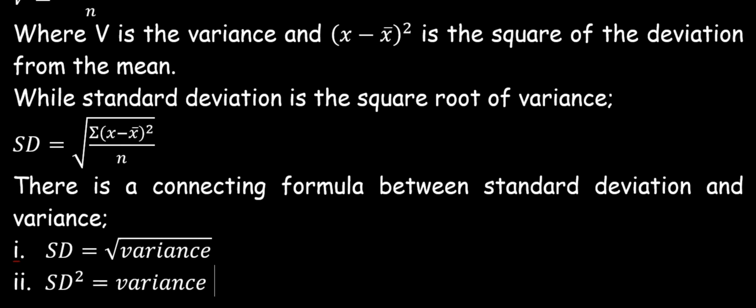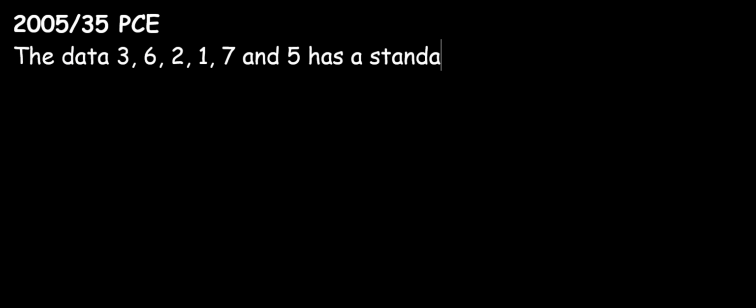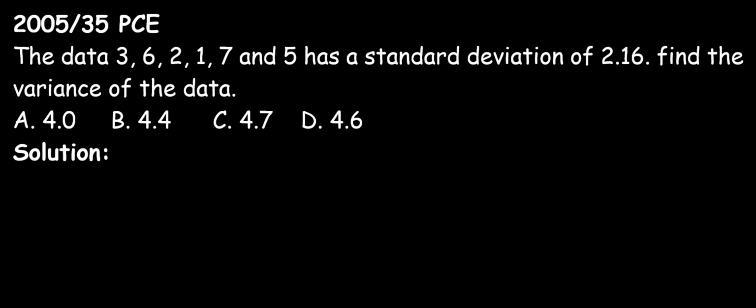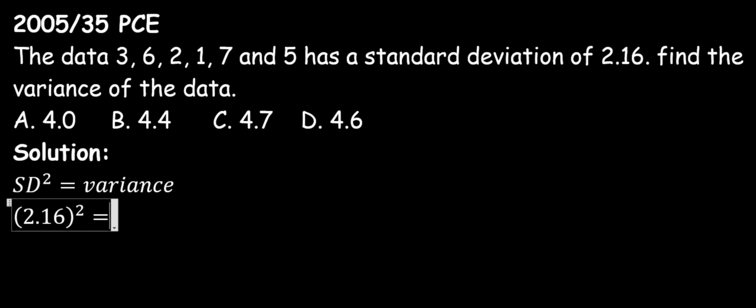Let's take some examples. The data 3, 6, 2, 1, 7, and 5 has a standard deviation of 2.16. Find the variance of the data. The options are given. Solution. From the relationship between standard deviation and variance, we are told that standard deviation squared is equal to variance. So 2.16 squared, which equals 4.7, is our variance. Another example.